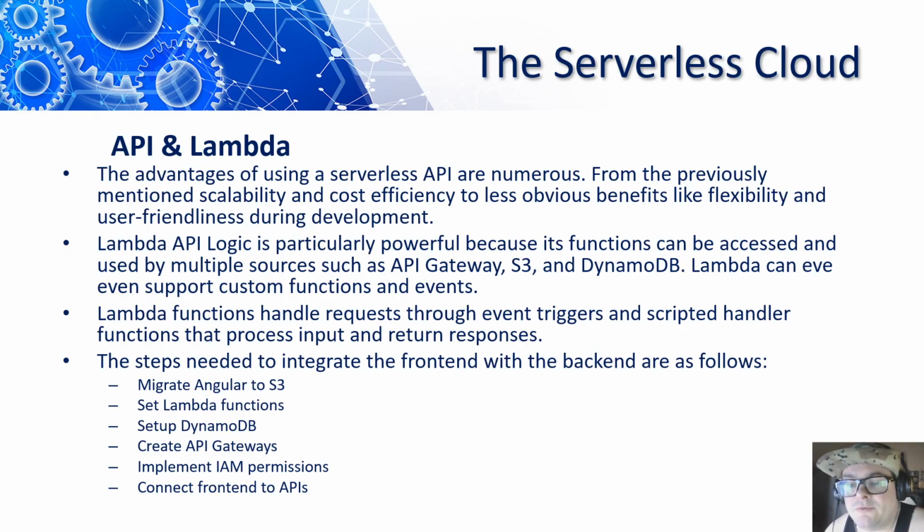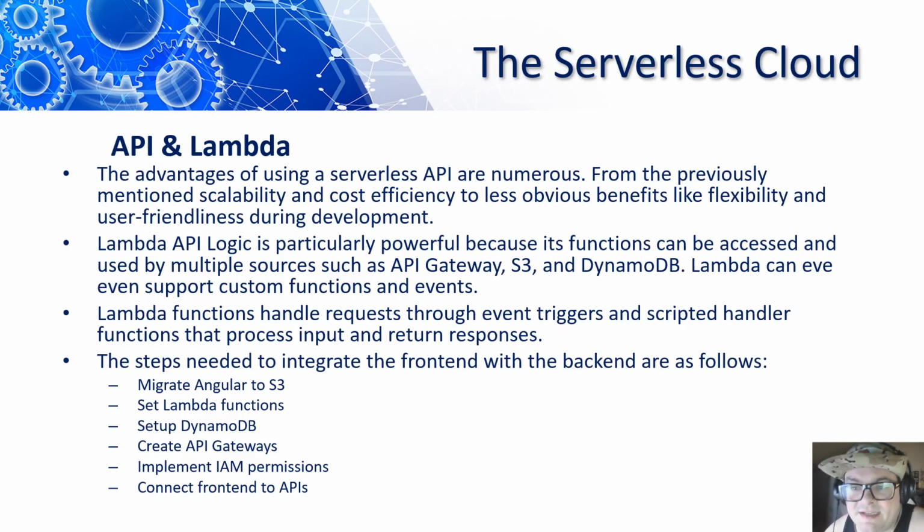Lambda functions handle requests through event triggers and scripted handler functions that process input and return responses. So basically, say DynamoDB sends a response, Lambda grabs that response and passes it on. API Gateway calls a function, Lambda handles that function, passes the appropriate information where it needs to go.